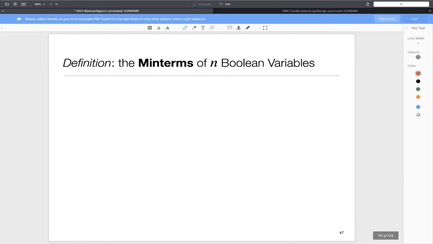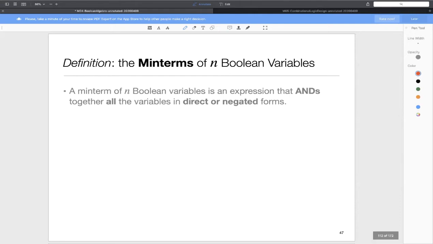Okay, so moving on. Another definition. There is something we are going to encounter a lot in the next few lectures, called a minterm. A minterm of n Boolean variables. Let's say I give you x, y, and z as 3 Boolean variables. A minterm of n Boolean variables is an expression that ANDs together all those variables either as they are or in negated forms.